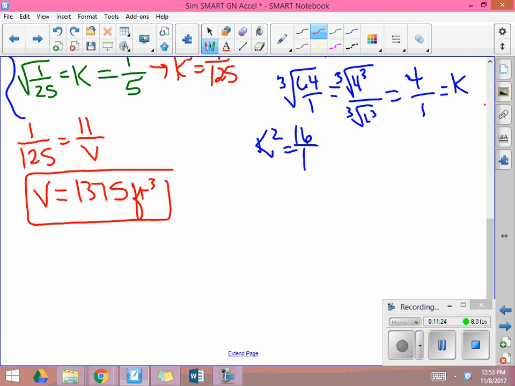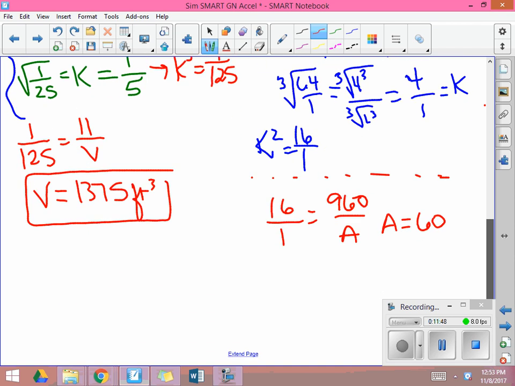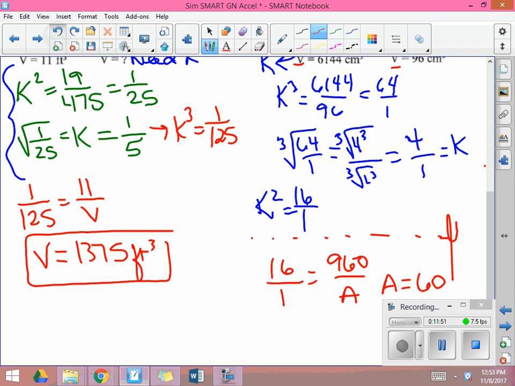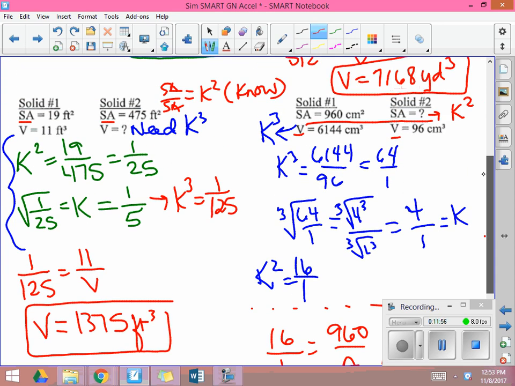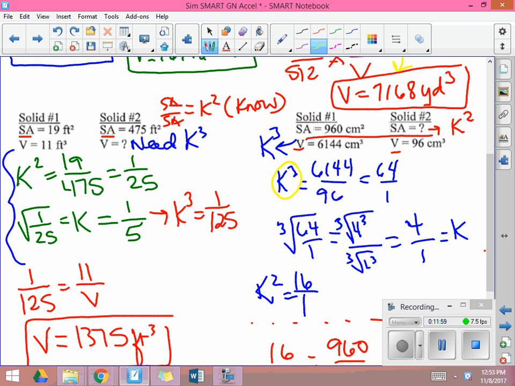Once I know that, I can set up my proportions. So I know that 16 over 1 is equal to 960 over A, because I'm finding a missing area this time. And when I cross multiply and divide, I end up with my area being equal to 60 centimeters. Woo, crazy pen. Centimeters squared.